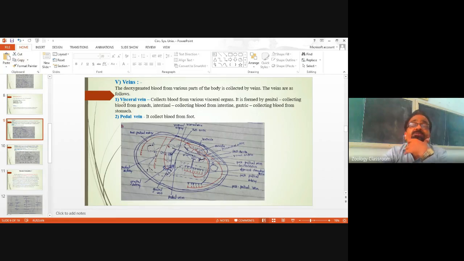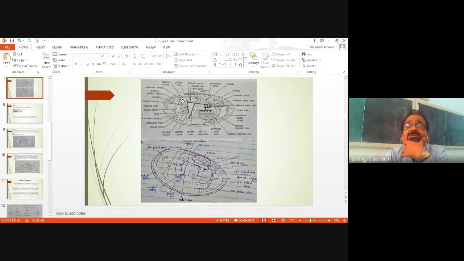Visceral vein. Now see the location. This is the visceral vein. In this also, this is the location of the visceral veins.